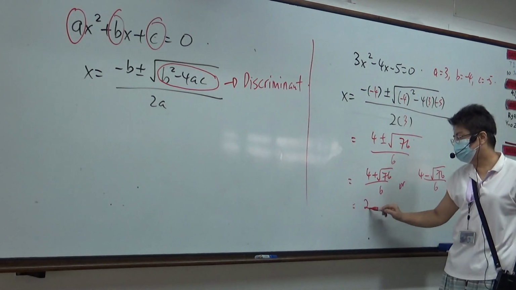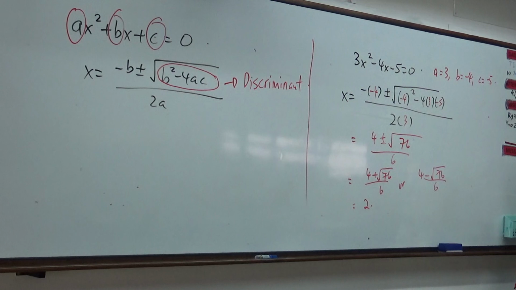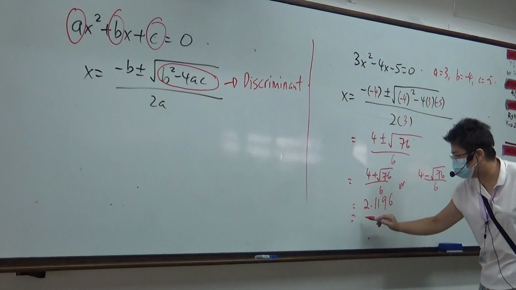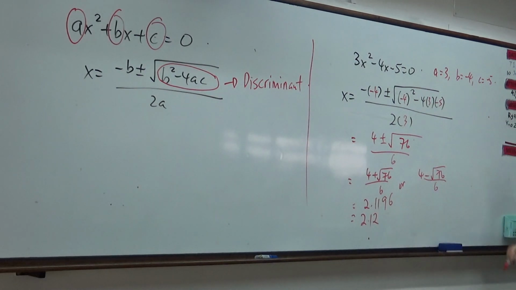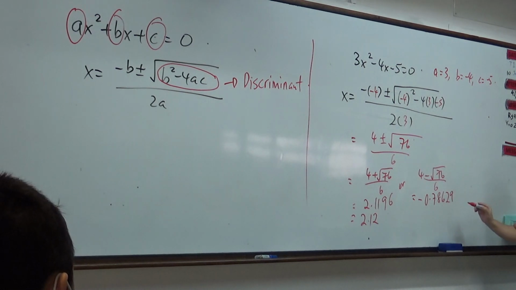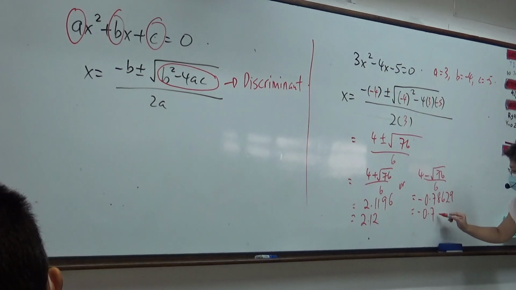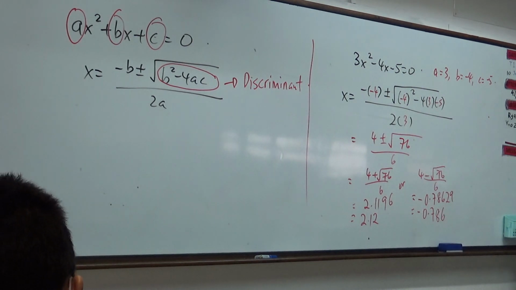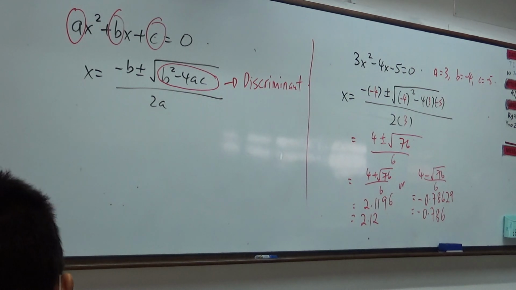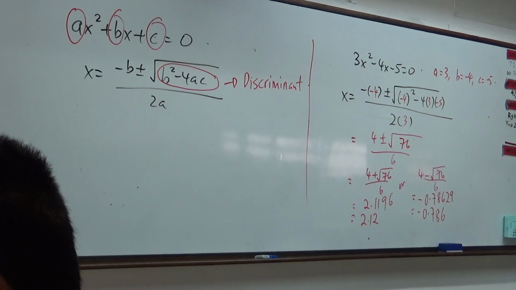Truncate 2.1196. Okay, so 3 significant figures is 2.12. Am I right? What about here? Negative 0.78621. This is only 1, 2, 3, 4, 9. Is it correct? So final answer negative 0.786. This is the 3 significant figures if the question is not specifying the degree of accuracy.